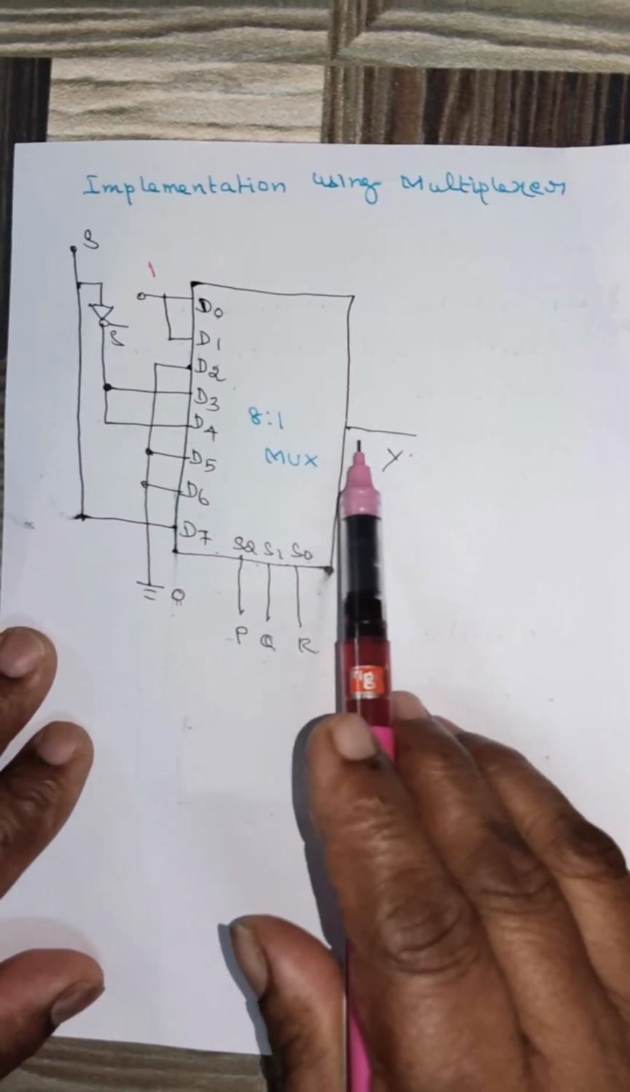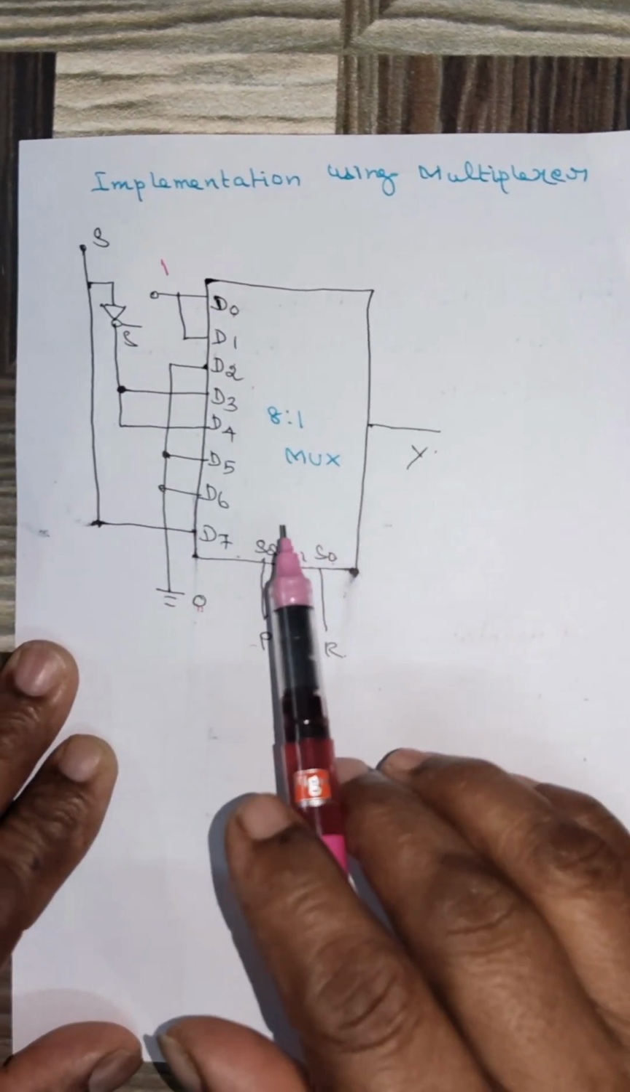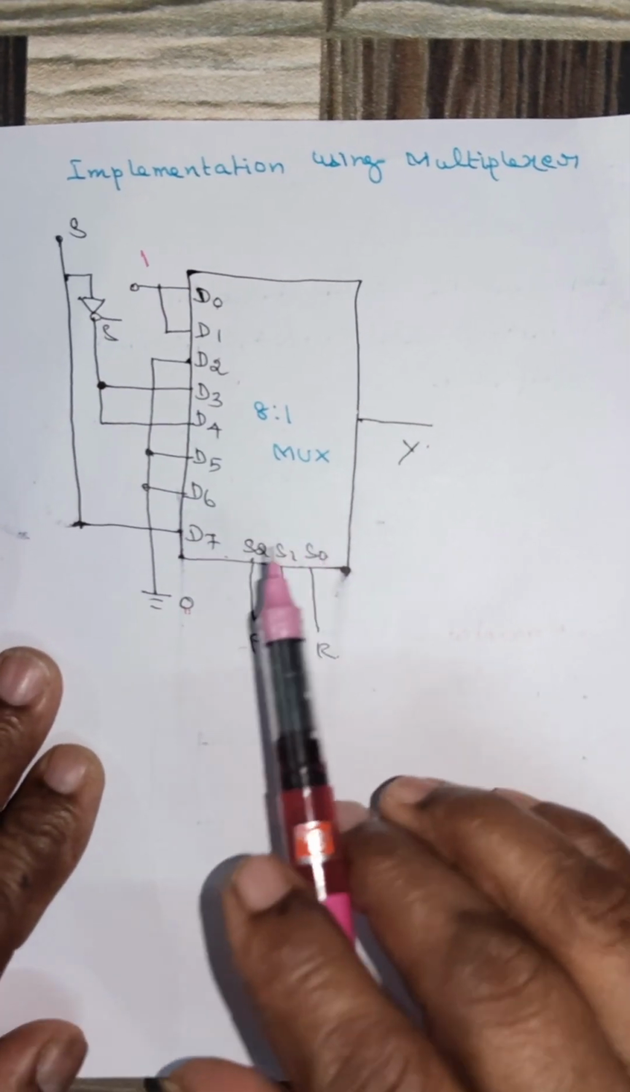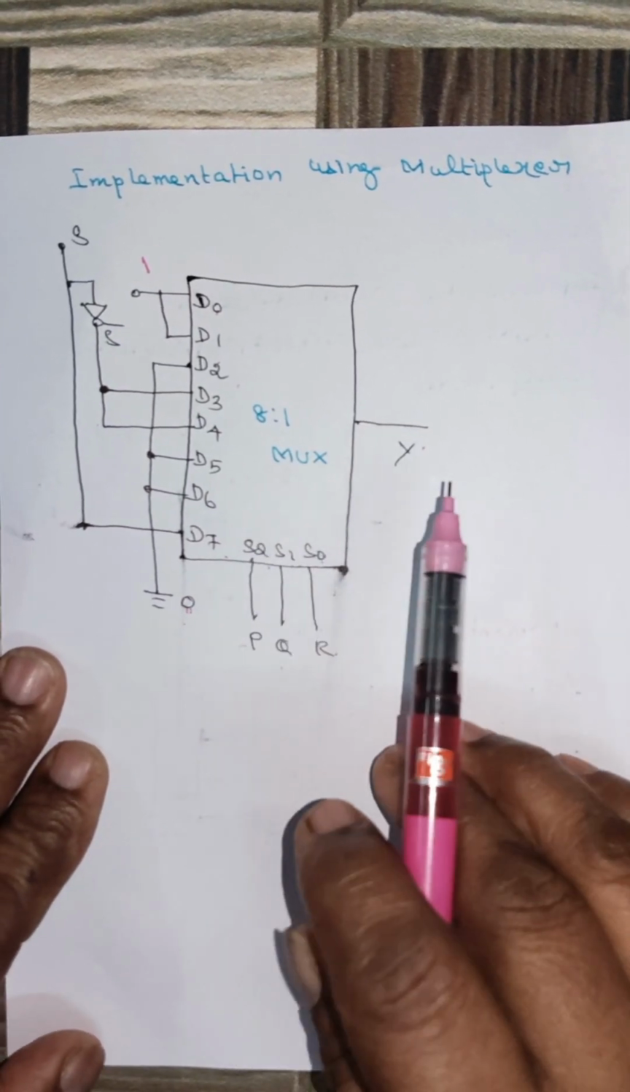So finally the output Y is taken here. So this will be the implementation of the Boolean function using a multiplexer. I hope all of you understood the implementation very well. Thank you.